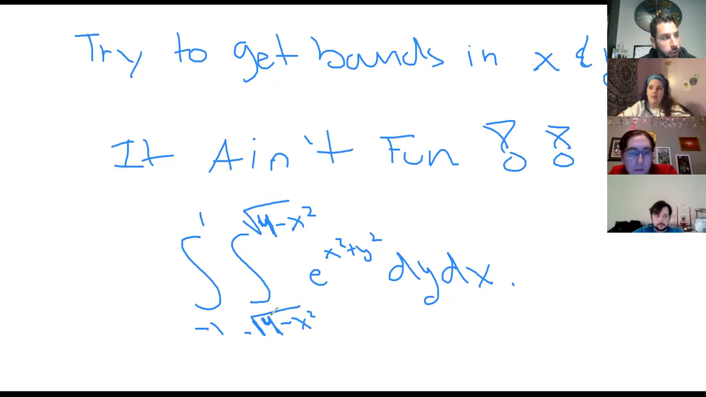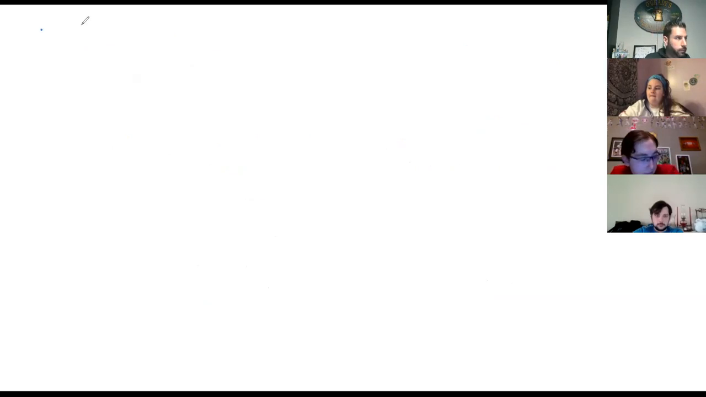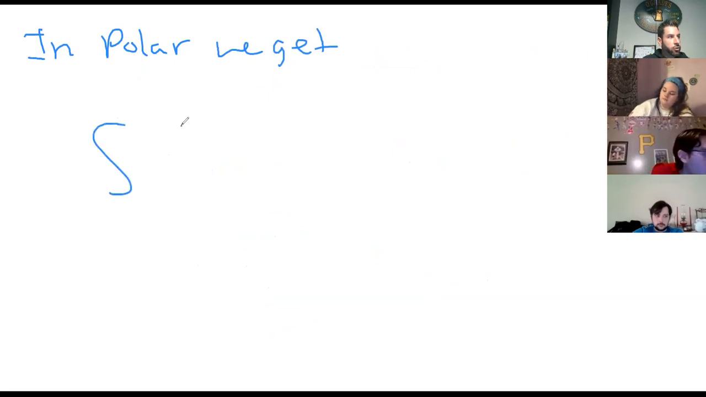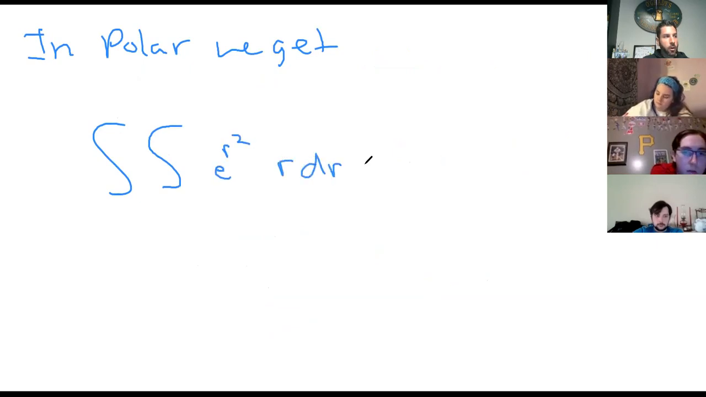Now, that integral would stink because you integrate first with respect to y and then you have to plug those square roots in. That stinks. So instead, use polar coordinates. In polar, this is very nice. Here's how I would encourage you to do it. This becomes e to the r squared, r dr d theta.